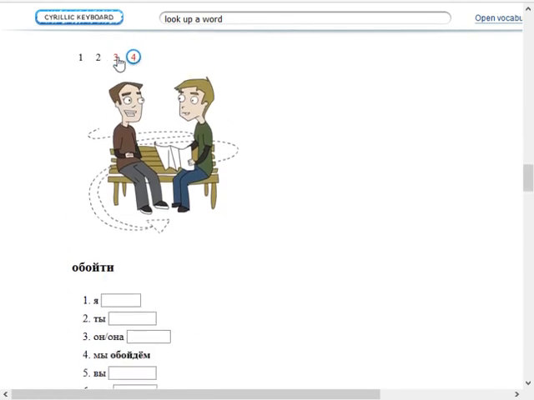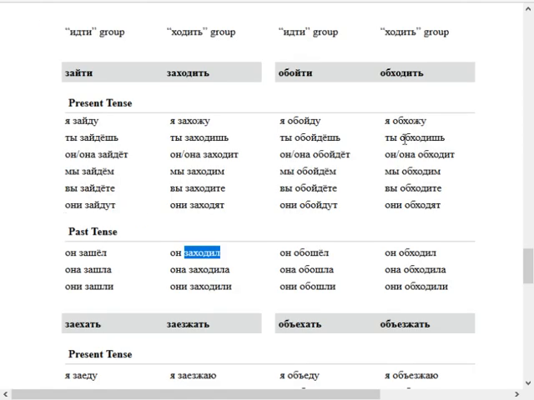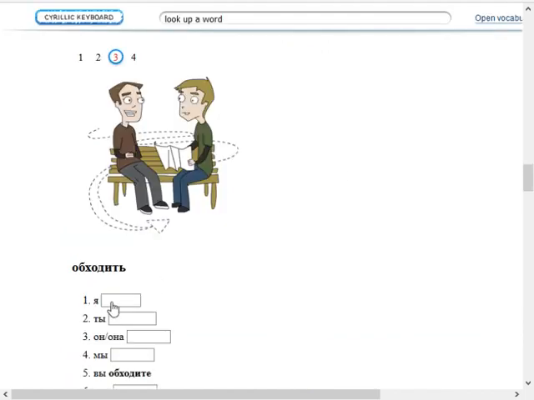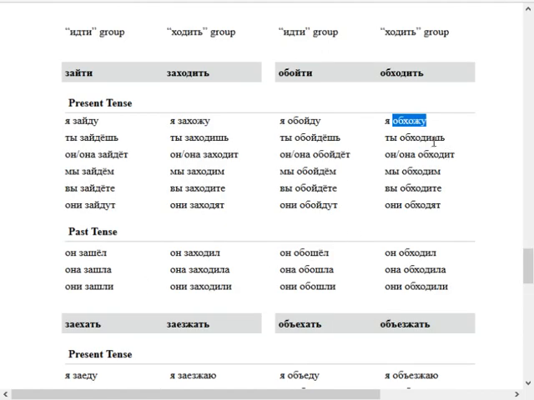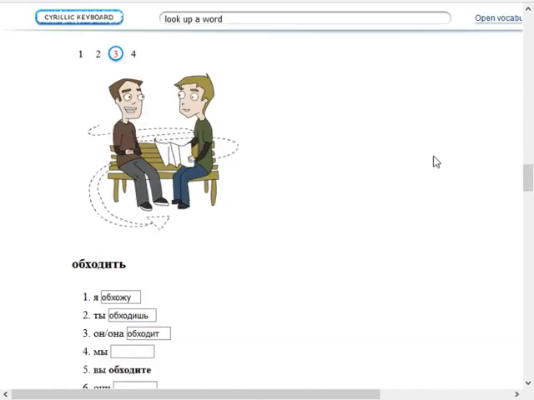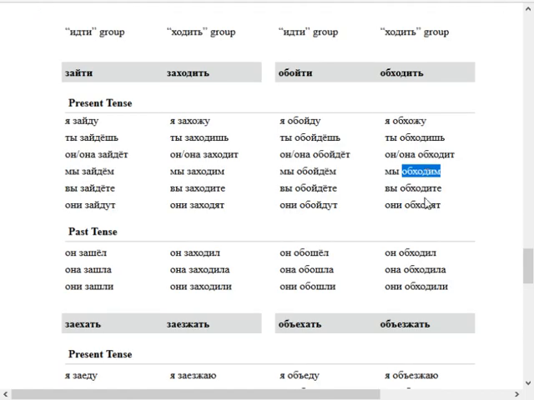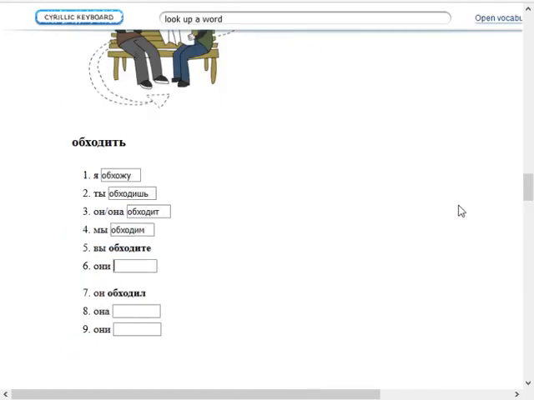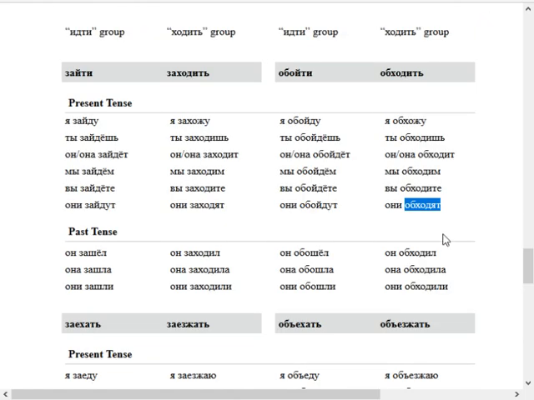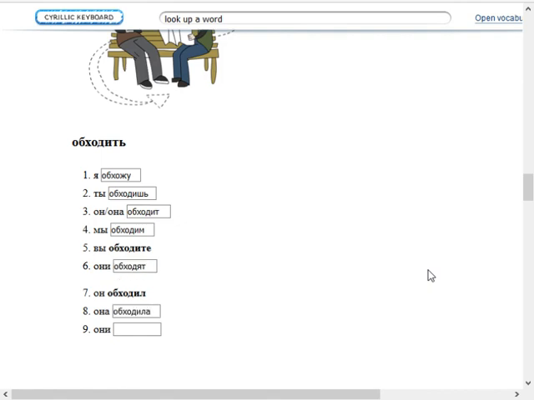And number 4 is обойти. So these both mean to walk around, but of course обходить is multidirectional and обойти is single directional. So where do we have обходить? Here we have обходить. Я обхожу, ты обходишь, он and она обходит, мы обходим, вы обходите, and они обходят. Он обходил, она обходила, and они обходили.